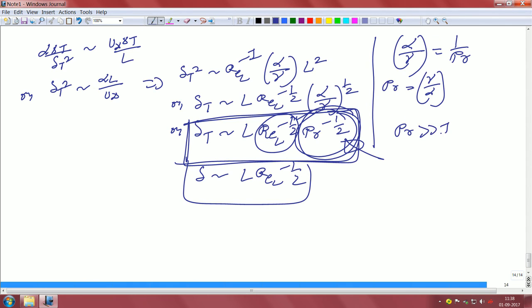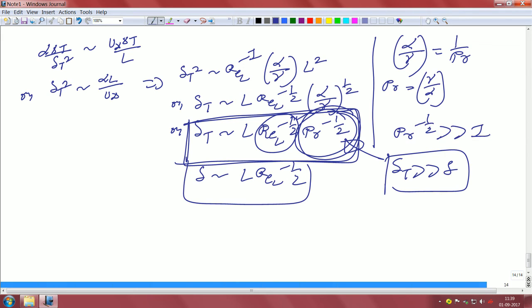much greater than 1, right, because your delta t was much greater than delta, correct. Or rather, I am sorry, extremely sorry over here, delta t is much greater than delta. So, Prandtl number to the power of minus half is much greater than 1. Therefore, this leads to Prandtl number to the power of half being much less than 1.